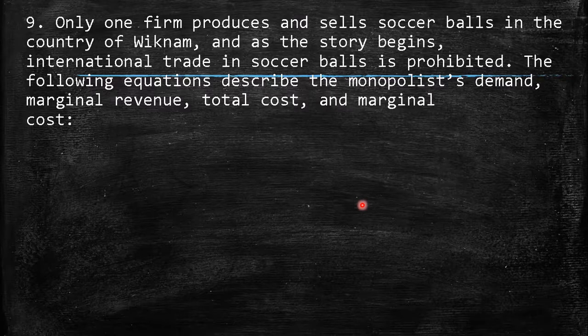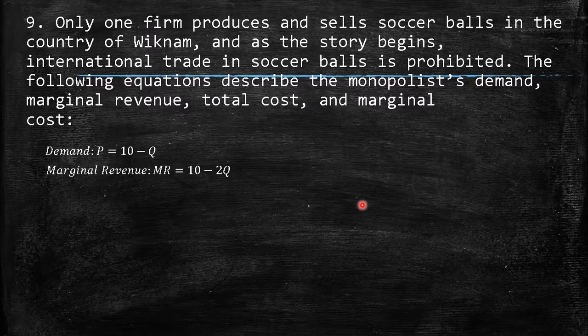Problem 9 says only one firm produces and sells soccer balls in the country of Vietnam. And as the story begins, international trade in soccer balls is prohibited. The following equations describe the monopolist's demand, marginal revenue, total cost, and marginal cost. Here we have the demand, which is downward sloping as usual, P equals 10 minus Q. Then we have marginal revenue, 10 minus 2Q, which as usual is steeper than the demand, so it lies below the demand.